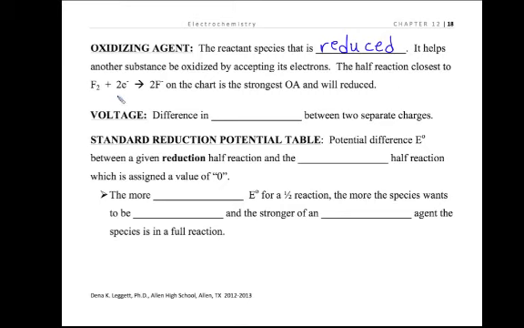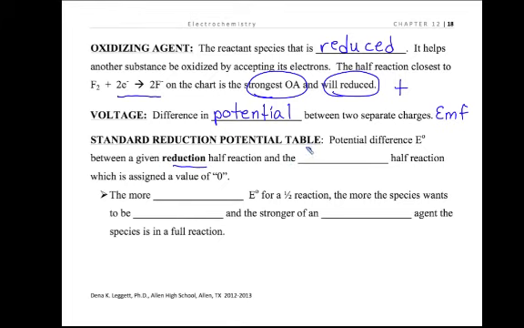The half reaction closest to fluorine, or the most positive, wants to be reduced and hence is the strongest oxidizing agent. A voltage is a difference in potential when you have a separation of charges. And we're going to call ours the electromotive force that's measured in voltage. Our standard reduction potential table is the potential difference given in reduction half reactions between a certain half reaction and the standard hydrogen electrode, which is assigned a value of 0. The more negative a half reaction, the more the species wants to be oxidized, and the stronger reducing agent it is.